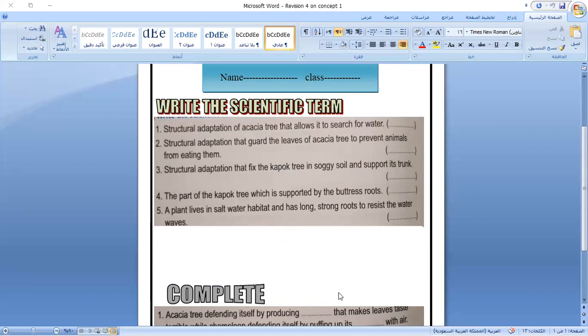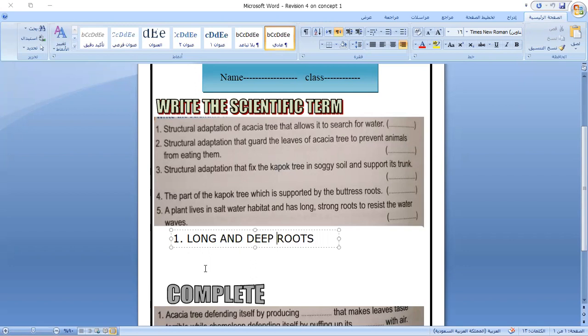Of course, it is the root. Very good. Somebody says it is the root. So, number 1 will be the root. The answer is roots, and they have deep roots. The roots are very long and deep. Long and deep roots of acacia tree help the plant to get water. Okay, this is number 1.